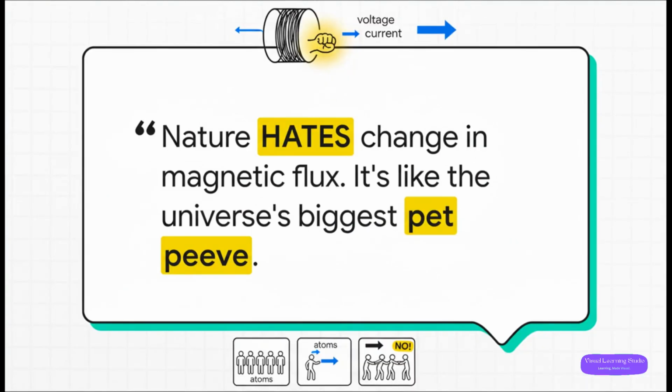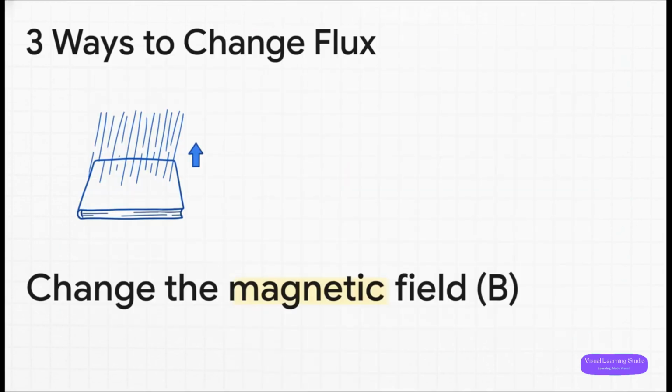I absolutely love thinking about it this way. You have to understand, the universe is kind of lazy. It likes things to stay the same. So when you try to change the magnetic flux going through a coil, the coil basically gets annoyed and it fights back. It creates its own voltage, its own current, just to oppose whatever you're doing. It's like a tiny little rebellion. So how do we start this fight? Well, let's go back to our rain analogy.